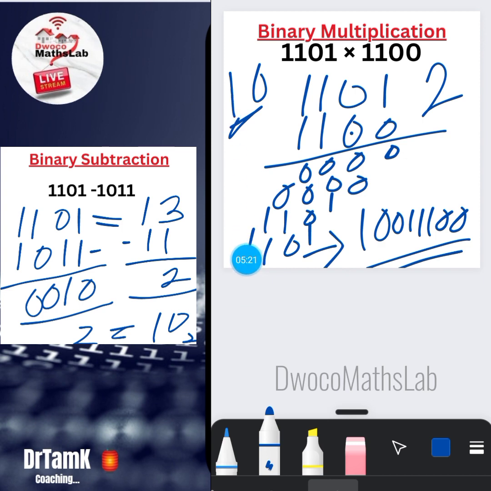Now I take that one, add it to this one. 1 plus this 1 gave us 2 again. And again, 2 in base 2 gives 1 and 0. So my answer will be left with 1 and 0. So my final result is 10111100 in base 2. Is it clear?